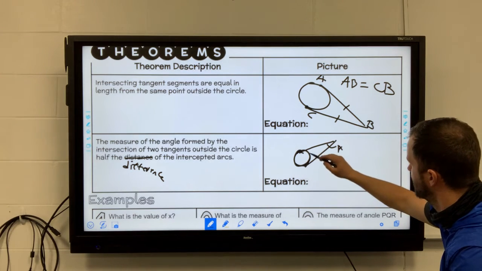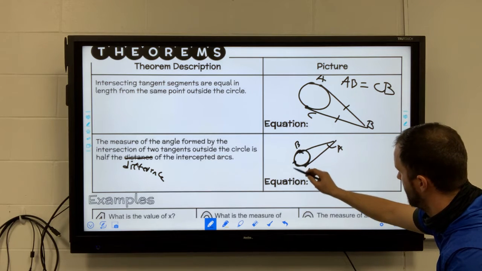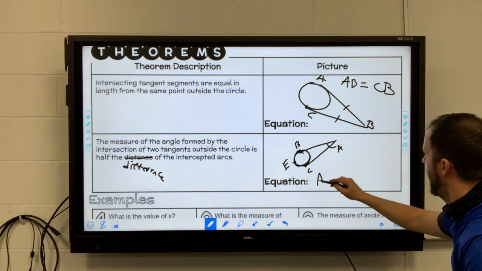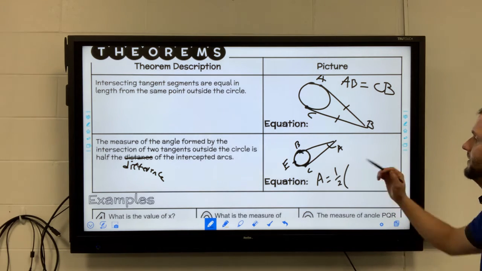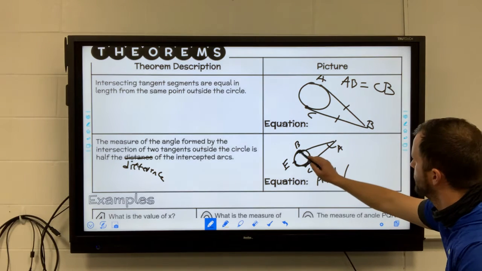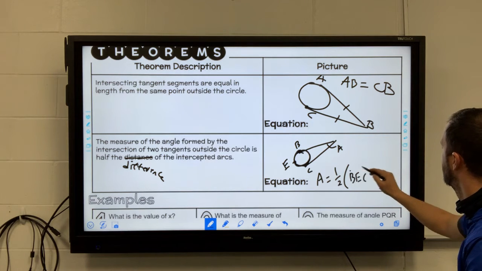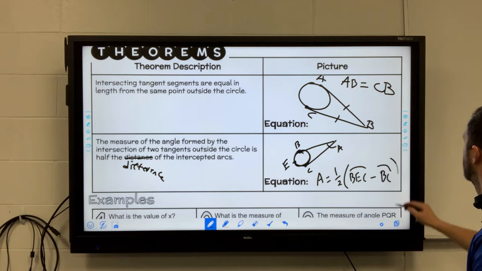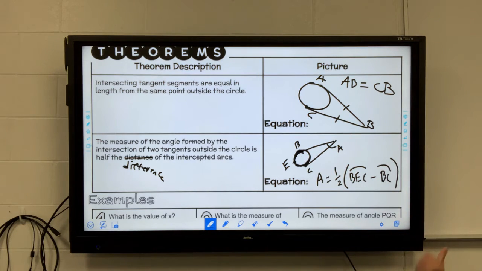Okay? So let's say that this is point B, and this is point C, and then I have a point out here, I'm going to call it E. So right now, if I wanted to find angle A, I have to take 1/2 the measure of the difference of the two intercepted arcs. So I'm going to take the bigger arc, arc BEC, and I'm going to subtract arc BC. So I'm going to take the difference of this arc and this arc and divide it by 2, and that's going to give me angle A.